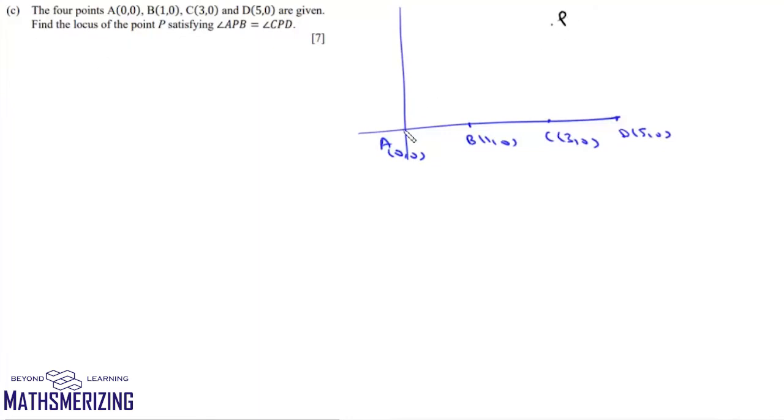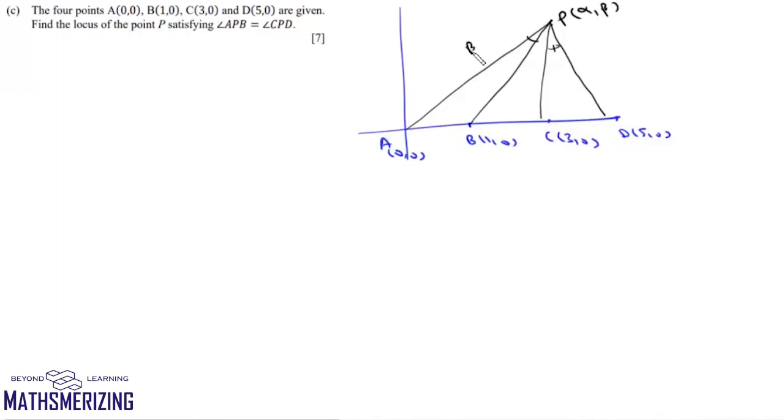Now, we are given 4 points, A is 0, 0, B is 1, 0, C is 3, 0, and D is 5, 0. Now we need to find locus of point P such that angle APB is equal to angle CPD. So we'll find slope of all these 4 lines. So let this point P be alpha comma beta.